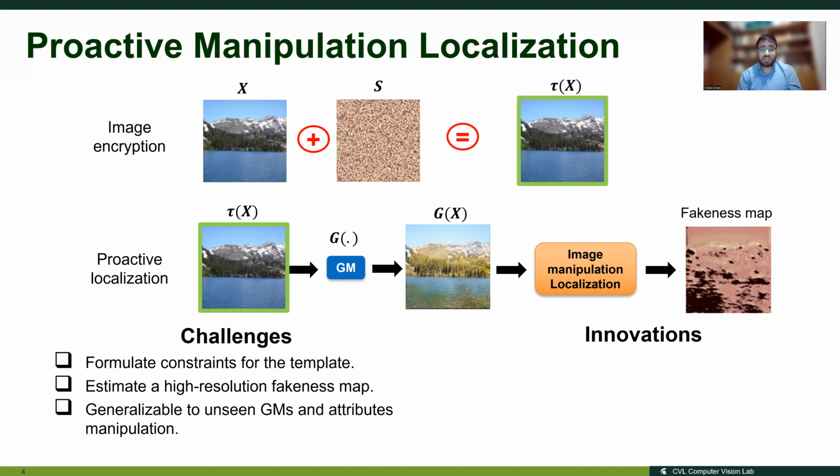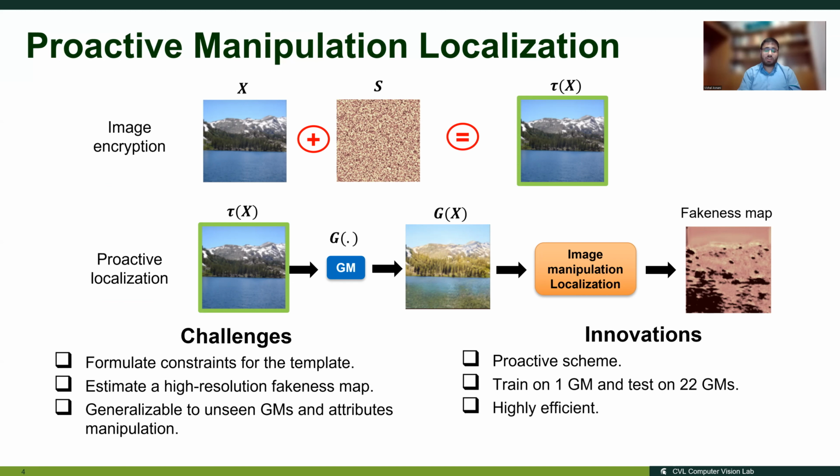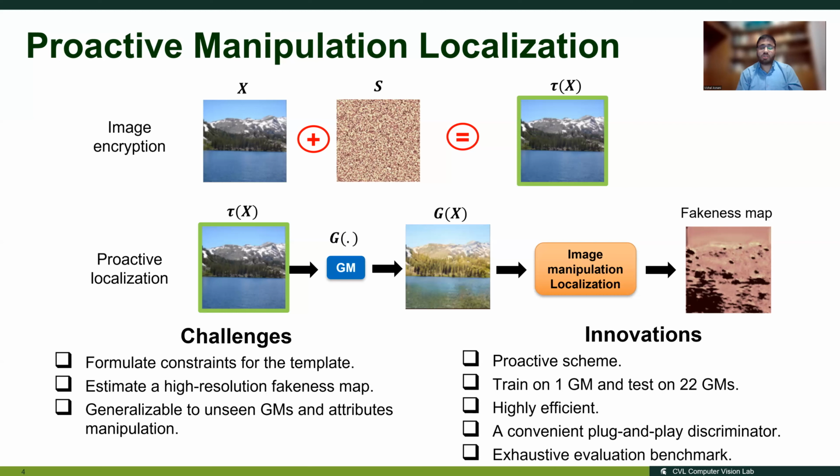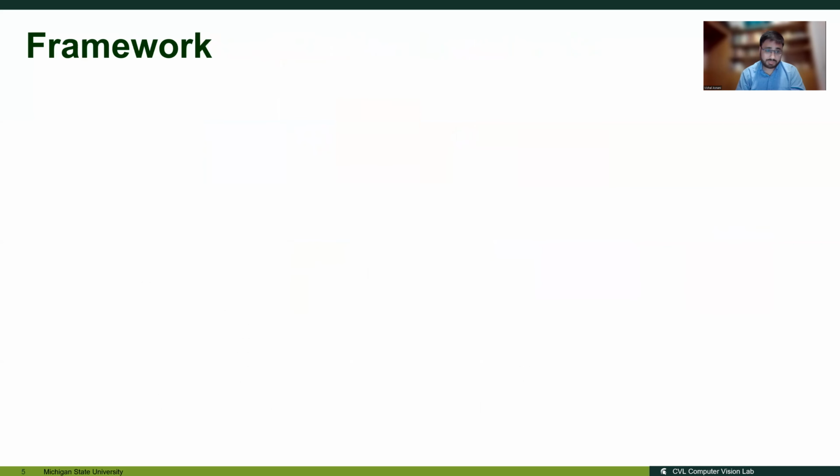Keeping these three challenges in mind, we have proposed the following innovations in our work. We propose a proactive scheme, which we train on one generative model and test on 22 generative models. Our scheme is highly efficient and can be used as a convenient plug-and-play discriminator. And we also propose an exhaustive evaluation benchmark on GMs for future localization works.